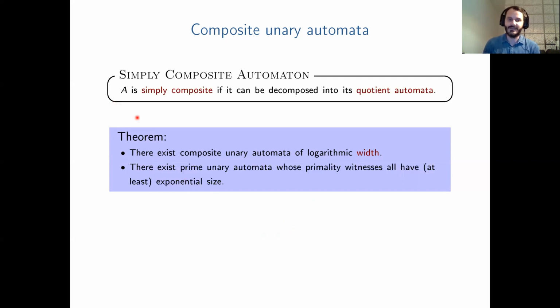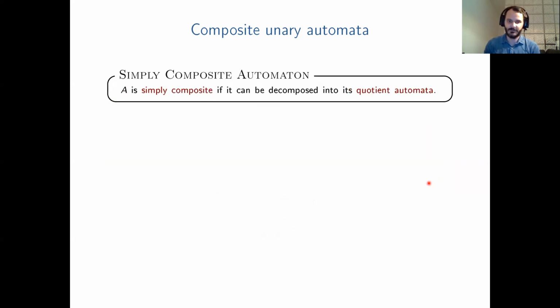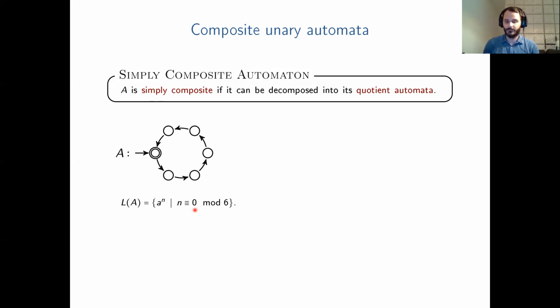An automaton A is simply composite if it can be decomposed into its quotient automata. So what are quotient automata? Let me define that with some examples. So let's take a unary automaton A here. The language of A is the set of words whose length is a multiple of 6. And I define the quotients of A as follows.